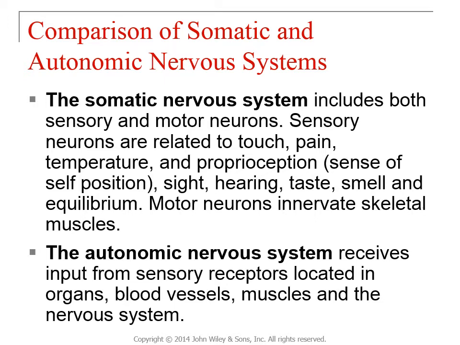Now, the difference being the autonomic nervous system is also going to get information from sensory receptors, but it's going to be all internal. In this case, the organs, blood vessels, and also in the muscles themselves. But also from a motor aspect, it will affect the muscles as well as glands.